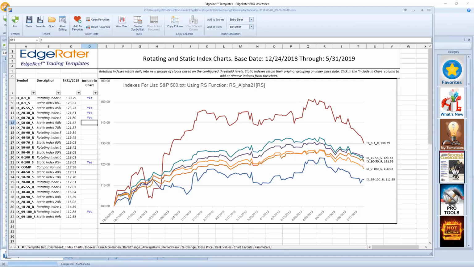Thanks, Brad. I agree. This is a great template. There's a lot of work gone into this template, and I think you can find something very useful to help you with your trading with this.